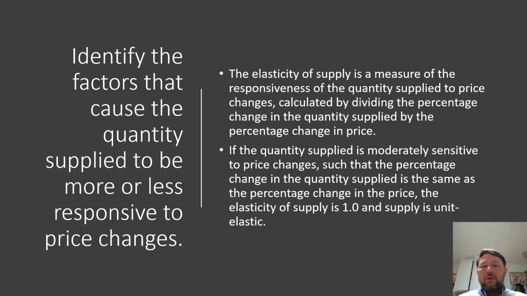And lastly, just like with elasticity of demand, we can have unit elastic in supply. Supply can be unit elastic. And this is if we have a moderate sensitivity to price changes. We're going to have a value that is exactly 1.0 when we do our calculation of percent change in quantity supplied divided by percent change in price. And if we get that exact number of 1.0, we know that if we have a 10% change in price, we're going to also have a 10% change in quantity supplied. That is a 1-to-1 ratio, therefore 1.0, and we consider that unit elastic.